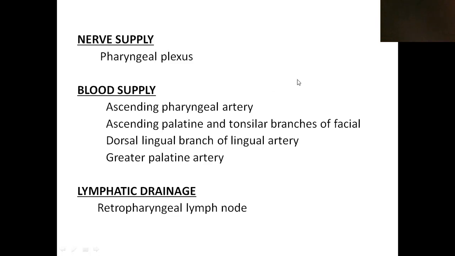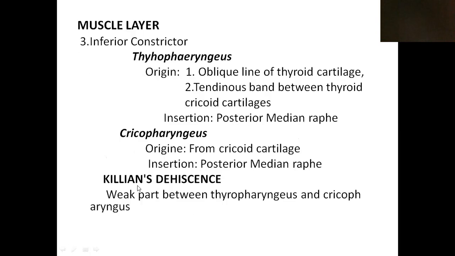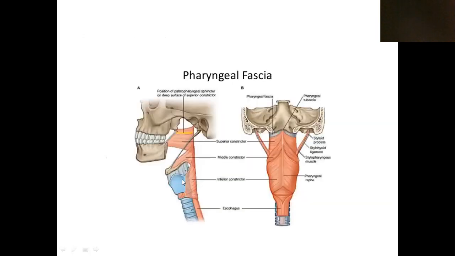And lymphatic drainage is into the retropharyngeal lymph nodes. Okay. Here I forgot to tell you about the Killian dehiscence. What is meant by Killian dehiscence? It's a potentially weak area between the thyropharyngeus and the cricopharyngeus. There will be a slight gap between those two muscle fibers. In other areas of the pharynx we can see muscle fibers, but here there will be a gap between the thyropharyngeus and the cricopharyngeus. That is a potentially weak area of the pharynx. It is known as what? Killian dehiscence.